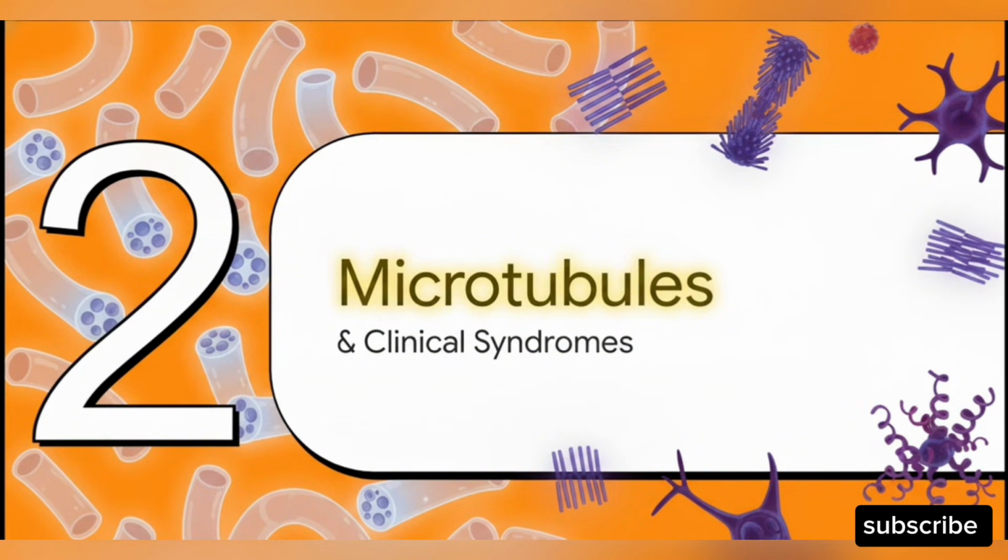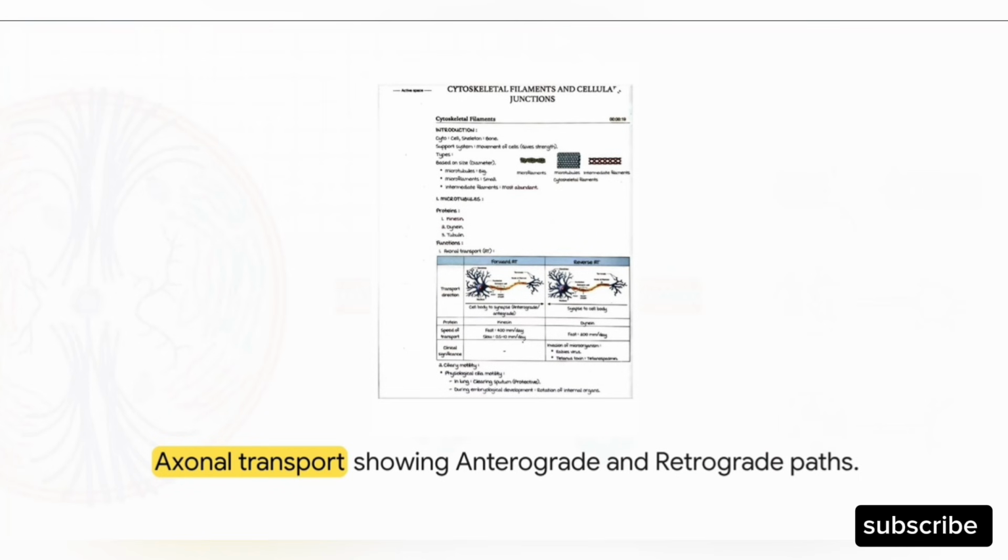Moving right along to Section 2, microtubules and clinical syndromes. Get your mental highlighters ready, students, क्योंकि यहाँ से clinical questions बहुत ज़्यादा आते हैं. This is exactly where foundational basic physiology perfectly meets pathology. We are looking at a neuron here, specifically focusing on axonal transport.